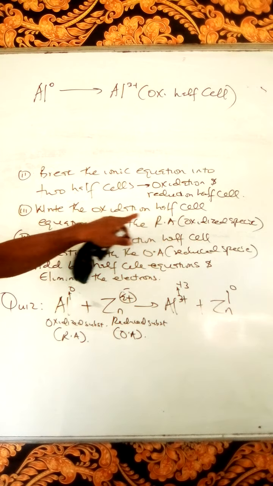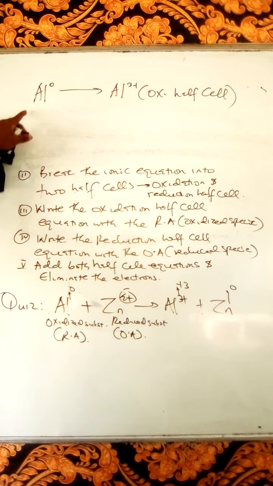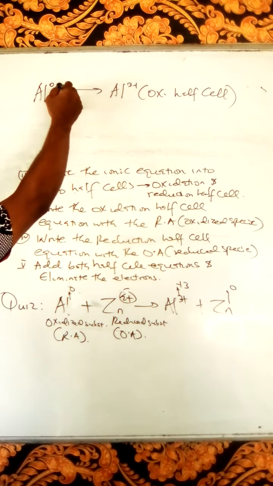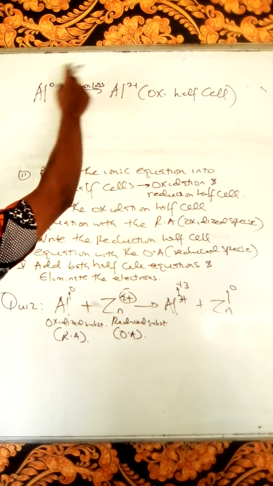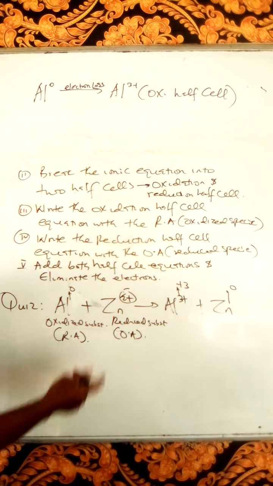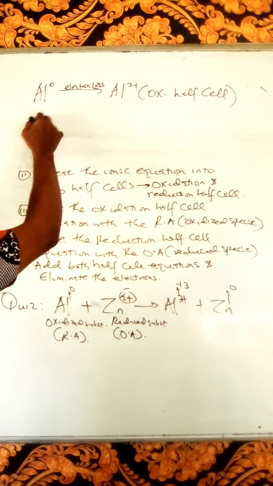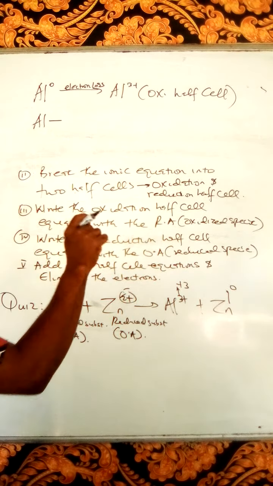So we write the oxidation half cell equation with the reducing agent. Let us now write it before we go to step 3. Oxidation in chemistry is electron loss. For aluminium to move from 0 to 3, it must have lost electrons. That is the definition of oxidation. So we're going to put this in the form of an equation. This is the reactant, while this is the product. So bring in electron, negative, to signify loss.